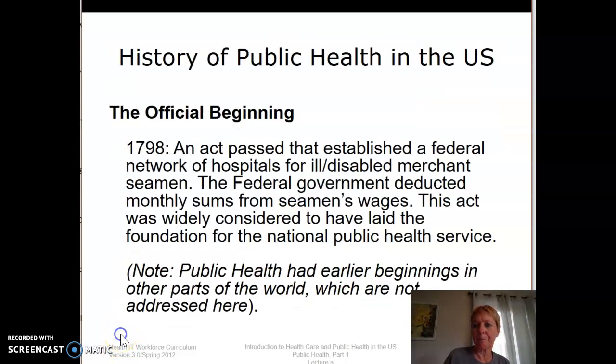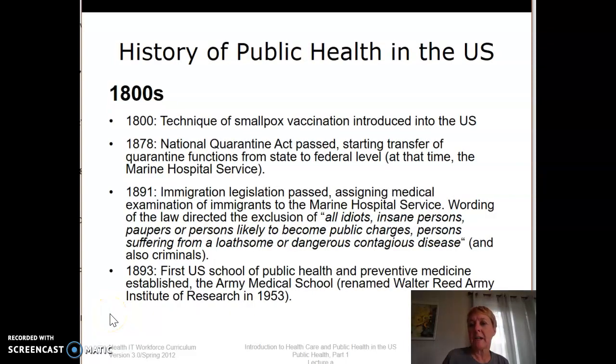high outbreaks of flu. History of public health: it actually started in 1798, and its original purpose was to protect merchant seamen through a network of hospitals and systems. Then in the 1800s, we had the emergence of public health, and one of the first was that smallpox vaccination was introduced into the U.S. Smallpox was a highly contagious disease known to wipe out entire populations of people who were exposed. So the smallpox vaccine was vital. Today, smallpox has been eradicated across the world.